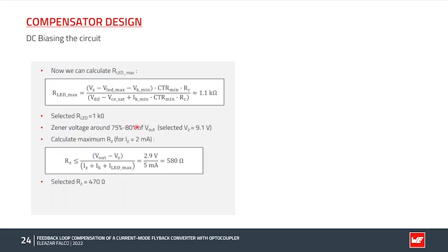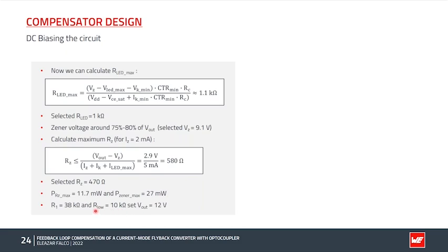Knowing the sender voltage, then in order to ensure a minimum DC bias current to the sender diode of 2 milliamps, we calculate the maximum sender resistor, and we select a 470 ohm part in this case. We see that the power dissipation both in the sender resistor and in the sender diode are acceptably low. And finally, the divider resistor values are calculated to set the output voltage to 12 volt.